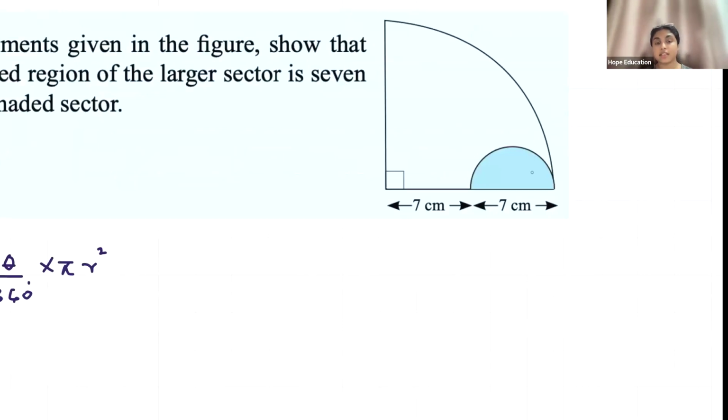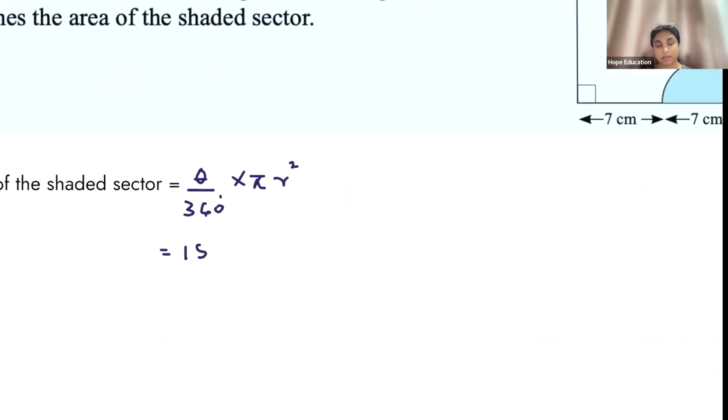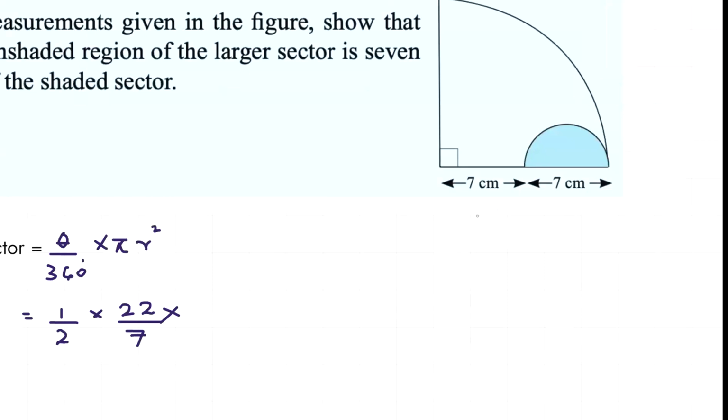Instead of 180 over 360, you can also write 1 over 2 since it's a semicircle. I think that question was asked of me last week. If it's a semicircle, you don't have to write all the angles and divide and all that. Instead of 180 over 360, you can just write 1 over 2. Now, what is the radius of this little shaded semicircle? It's 3.5 centimeters. Yeah, because the diameter is 7, so half of this diameter will be the radius.